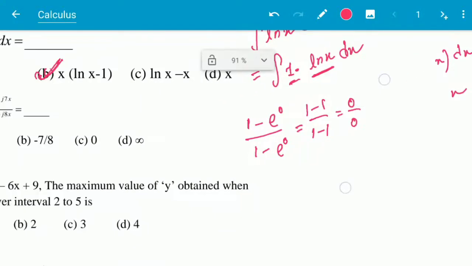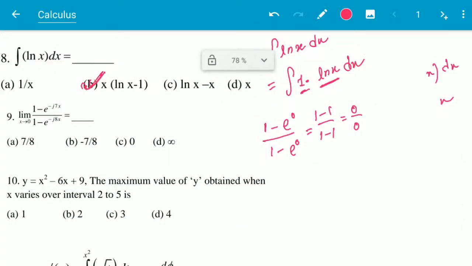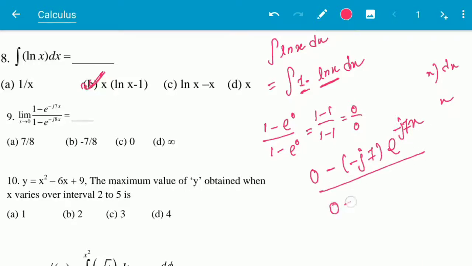So what do we have to do? Differentiate both numerator and denominator. So what will it be? 0 minus of, if we differentiate, minus 7 into e to the power minus 7x, by 0 minus of 8 e to the power minus 8x.